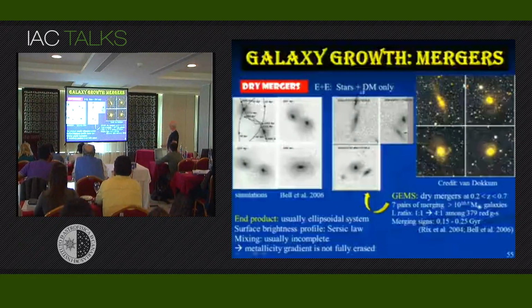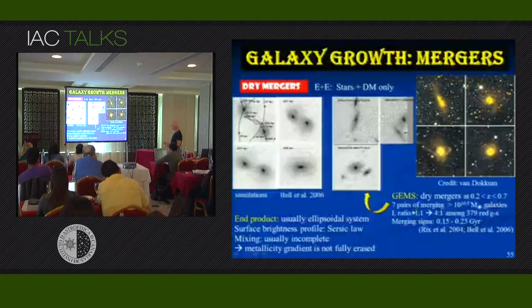Yesterday, Jacqueline said that she doesn't believe in dry mergers. So here's the example of dry mergers, which we are going to discuss as contrary to the wet mergers, if I will have time. Merging of two elliptical galaxies, so stars and dark matter only, in these four representative pictures.